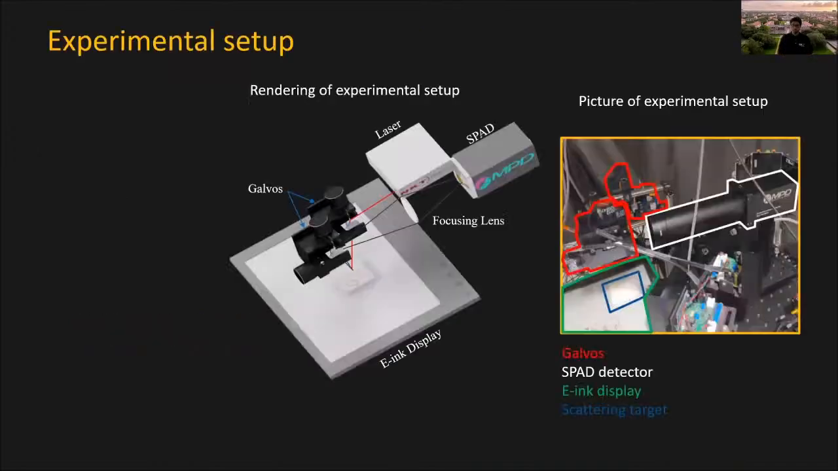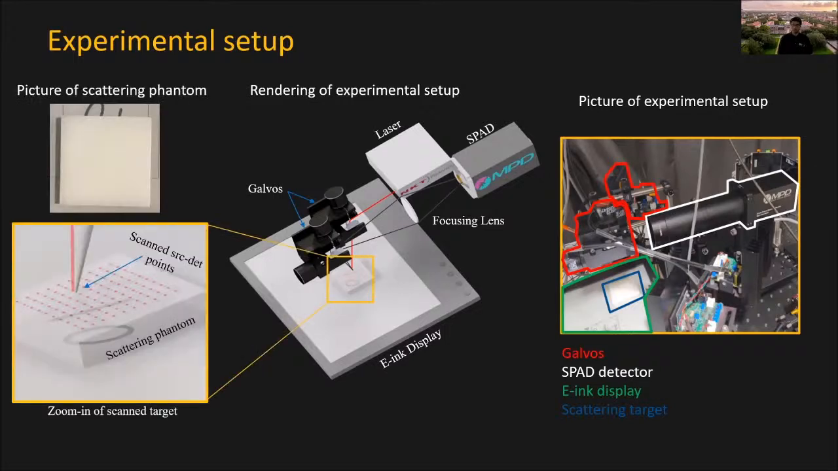We next want to test how our method performed in real experiments. Here we show a rendering and a picture of our experimental setup. We use an e-ink display to display absorptive targets to image through the scattering media. We emulated an array of sources and detectors by scanning a single pixel SPAD and laser source using galvos onto the sample as shown in the zoom in.